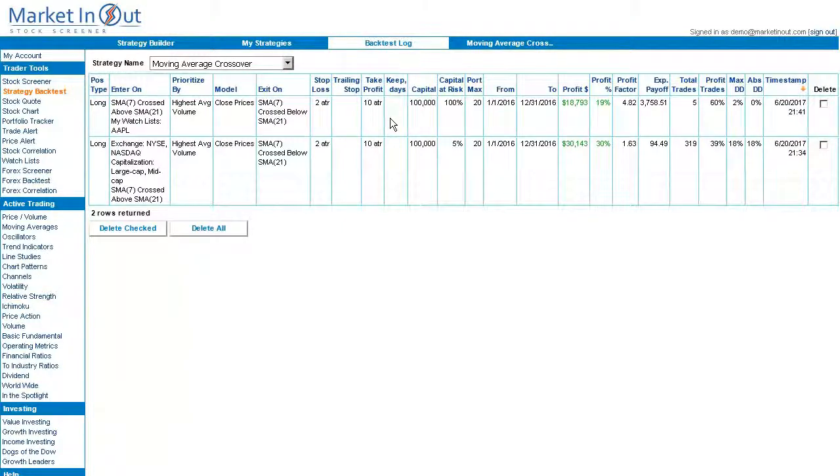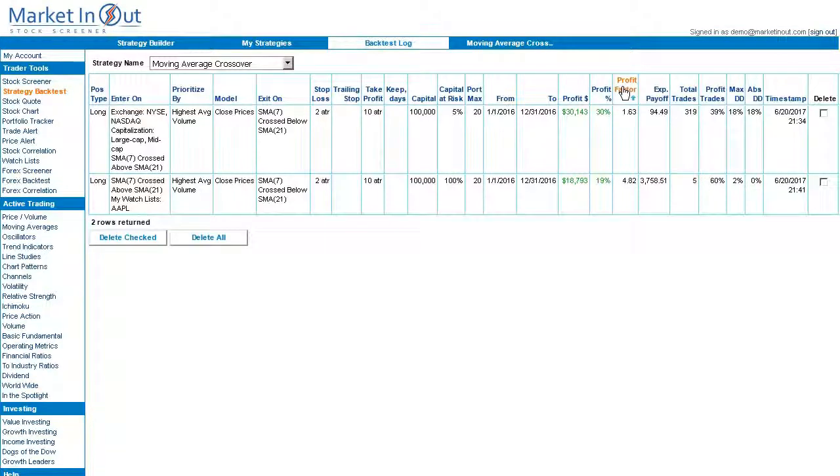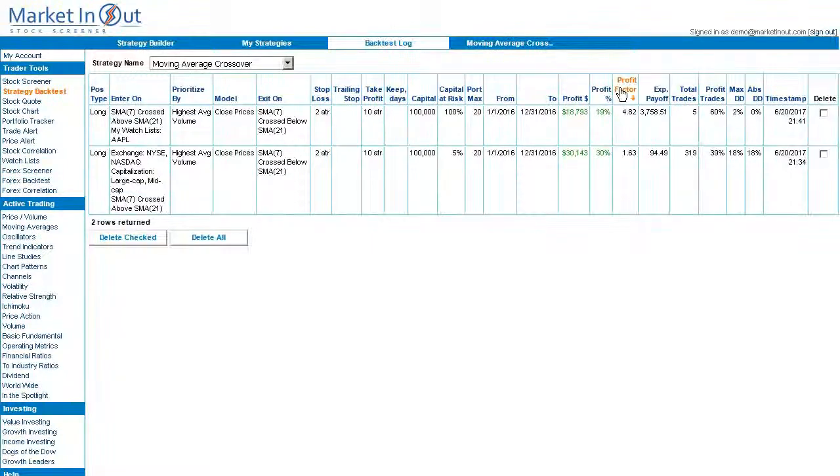So every time you run a backtest, the system stores its results here, and you will be able to review this log later to decide which strategy parameters worked better. The columns in this table are sortable, so you can easily realize which parameters led to maximal profit or maximal profit factor, and so on. This way, you will be able to optimize your trading strategies according to your priorities.